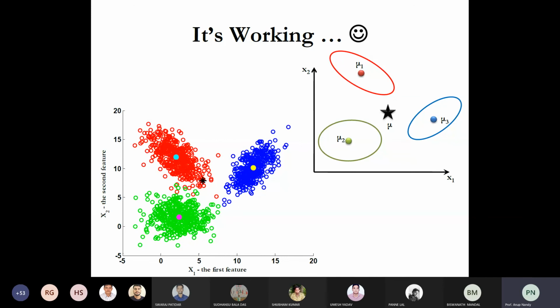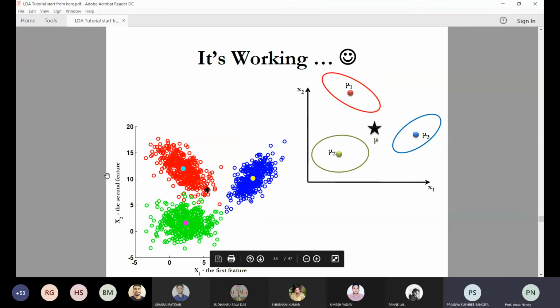Sir, when you say projected y values, exactly what do you mean there? Projected y values? Yes, sir.